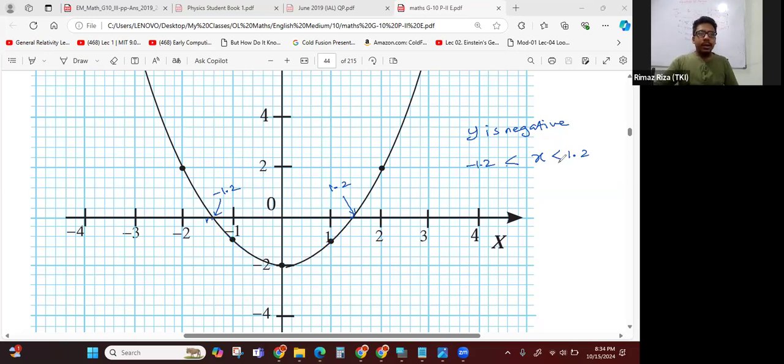Here we can't take the equal condition, because when x equals 1.2, y is 0. 0 is not a negative number, and it's neither positive. Therefore, we can't take the equal condition. It has to be within minus 1.2 and plus 1.2. Is it clear for everyone?